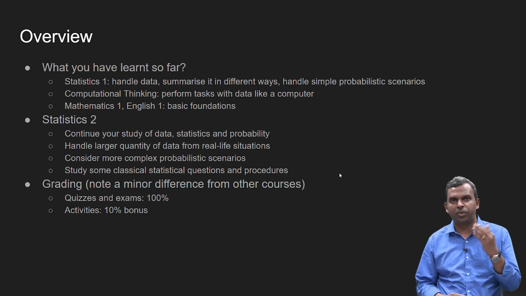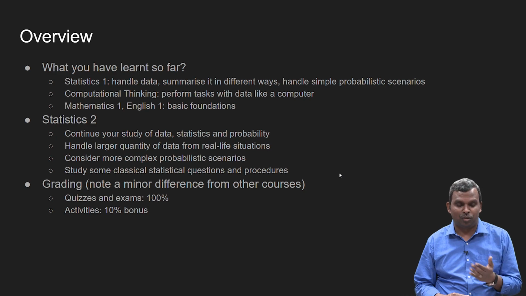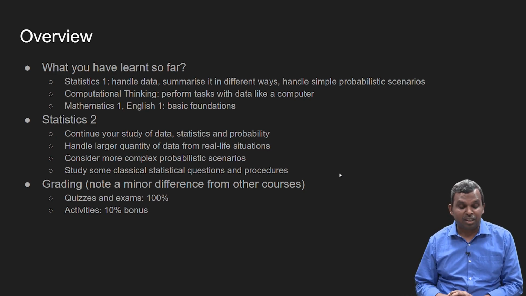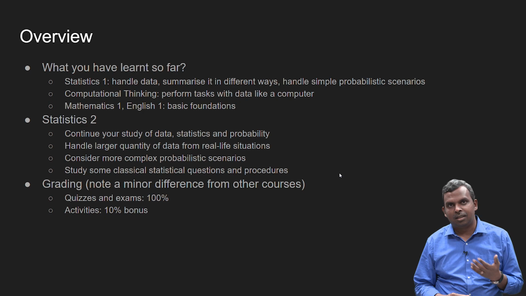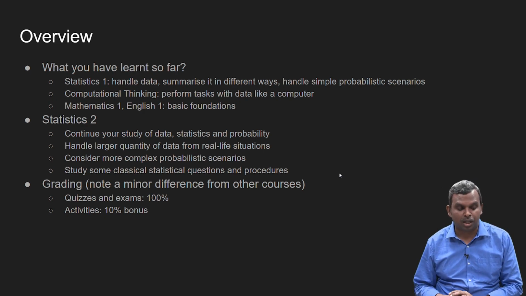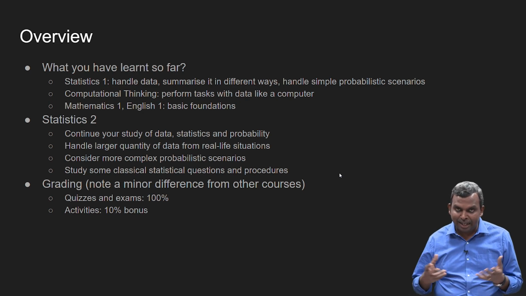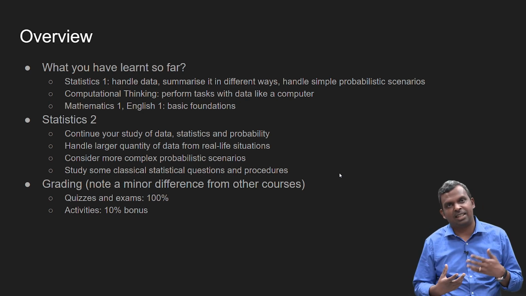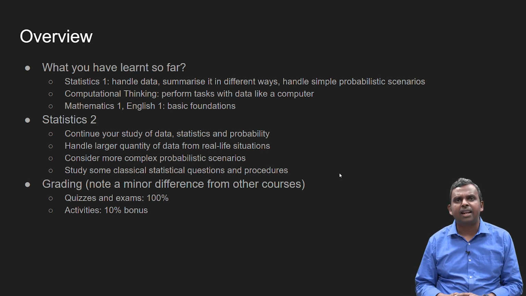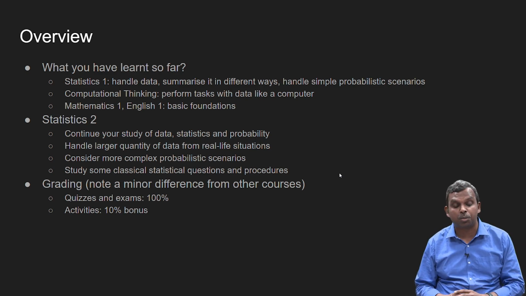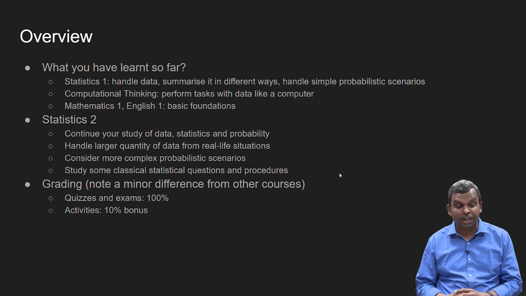Okay, so a quick overview. Hopefully you've learned the previous 3 or 4 courses that come in the first part of the foundational program, which is Statistics 1, where you learn to handle data, summarize in different ways, look at some summary statistics, and handle some simple probabilistic scenarios. You were introduced to this in your first course. And of course, there were other courses, computational thinking, mathematics, English, etc. I don't want to say too much about it. So now we're jumping into Statistics 2.